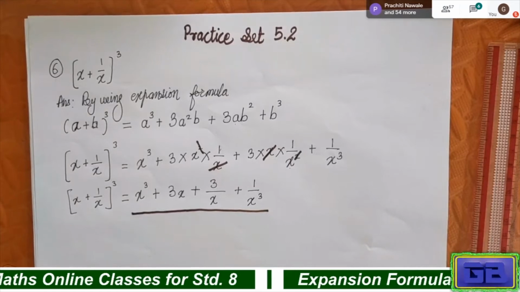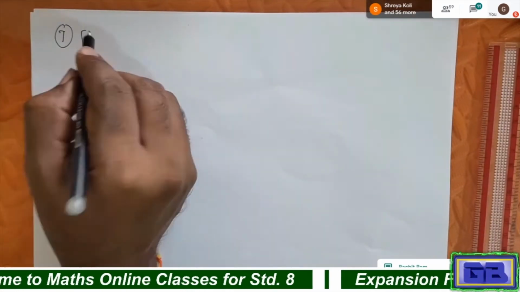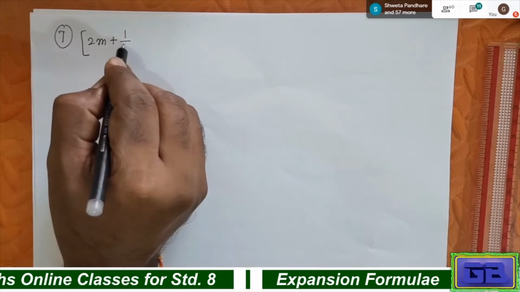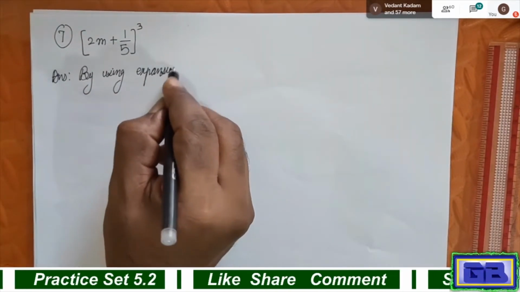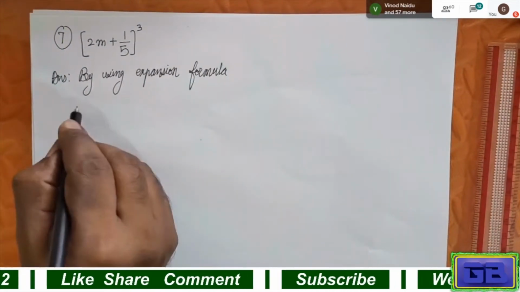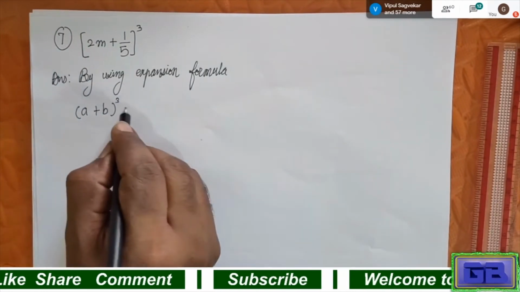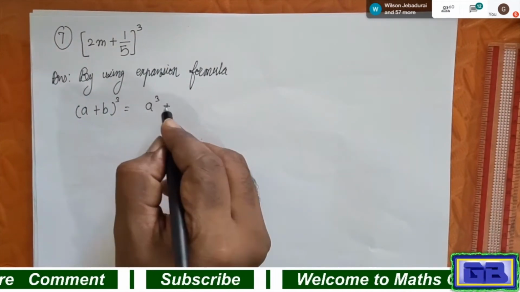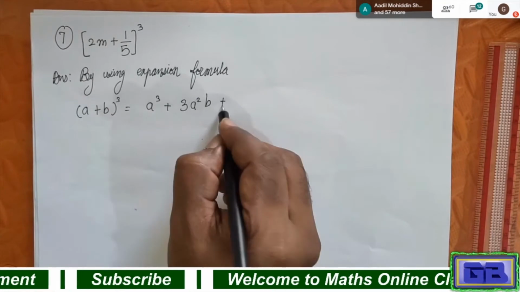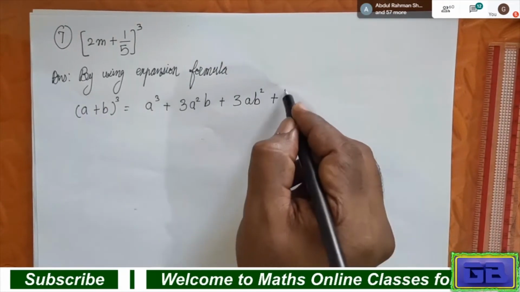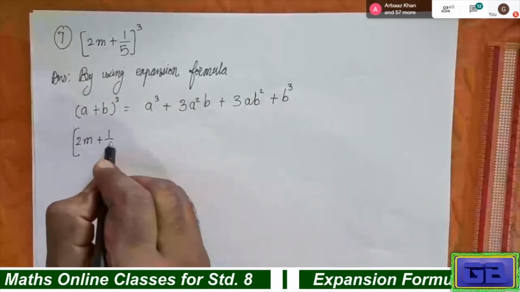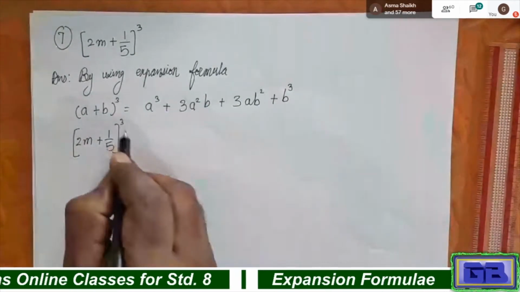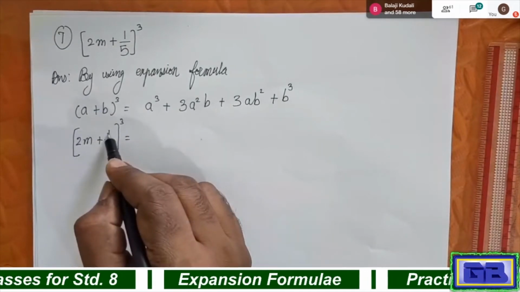Write down seventh sum, (2m + 1/5) whole cube. Write down by using expansion formula (a + b) whole cube equals a cube plus 3a square b plus 3ab square plus b cube. Take the question down, 2m plus 1 by 5. A means 2m, b means 1 by 5.